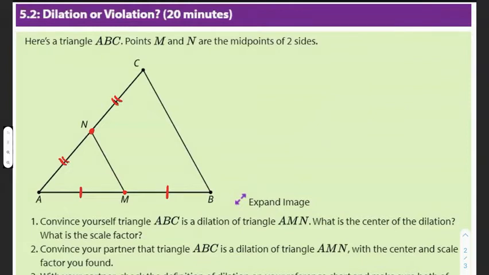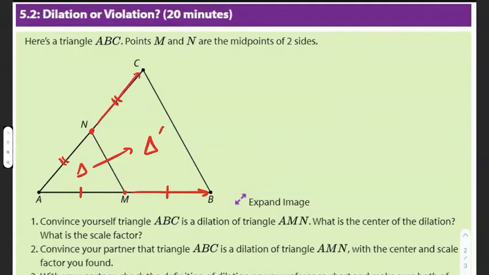All right, so number 1, convince yourself triangle ABC is a dilation of triangle AMN. Okay, so basically they're saying you had this triangle, and then you did a dilation and got the larger triangle. That's basically what they're saying for number 1. So what is the center of dilation then? Well, M dilated out and became B. N dilated out and became C.